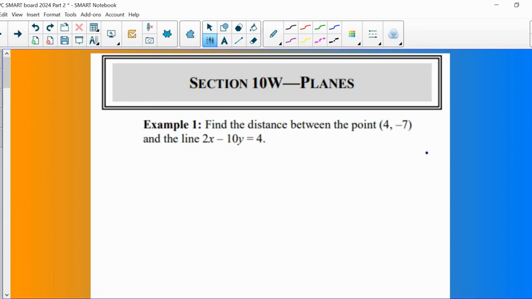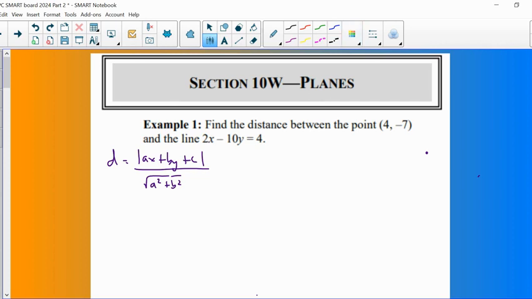The point line distance formula that helps us measure distance can be given by the following. Distance equals the absolute value of ax plus by plus c, all over the square root of a squared plus b squared. Now, what do these letters stand for?